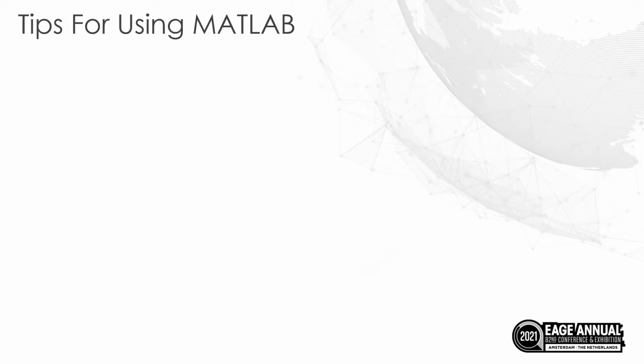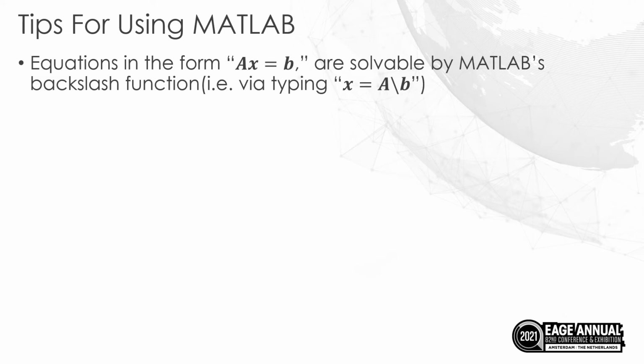Now, some tips for using MATLAB. The first two equations that I used in the code are in the form AX equals B. And this can easily be solved in MATLAB using the powerful backslash function. So you are trying to solve the equation AX equals B, where A is a matrix and X and B are vectors. X is the unknown vector. You just type X equals A backslash B and you will get the answer.